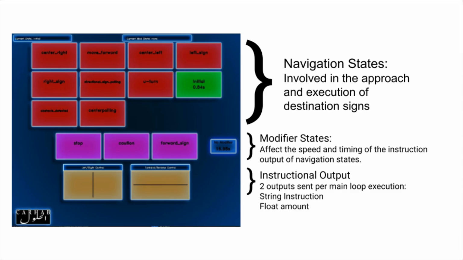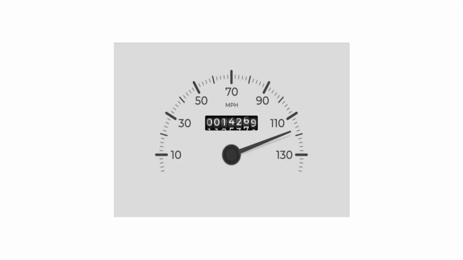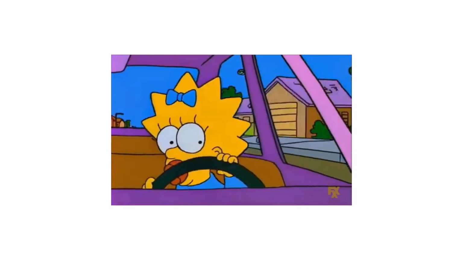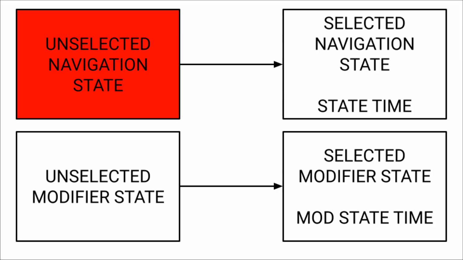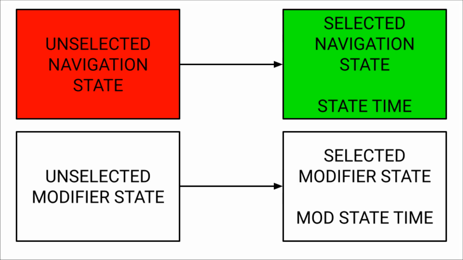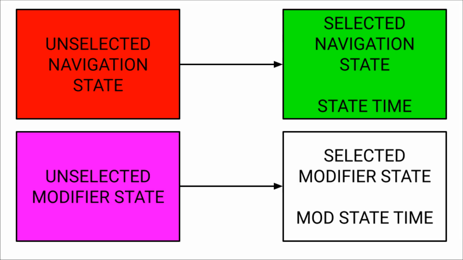Only two outputs are sent per main loop execution of the driving logic state machine: the string instruction and the float amount. The instruction can be throttle, with amount representing speed, or directional, with amount representing degrees. When a navigation state is unselected, it will be red, and when selected, it will be green. For modifier states, the corresponding colors are pink and yellow.